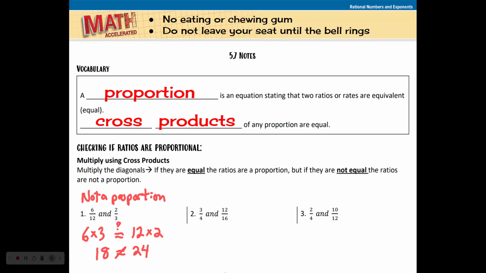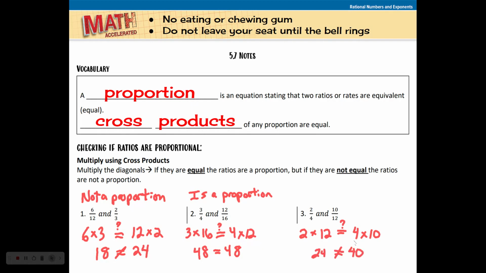Number 2, do the same thing. You might see that 3/4 and 12/16, they are actually equivalent fractions. But let's do the arithmetic to double check. 3 times 16, does that equal 4 times 12? Do that arithmetic. 48 does equal 48, therefore these two ratios represent a proportion. Number 3, 2 times 12, does that equal 4 times 10? 24 does not equal 40. That is not a proportion.